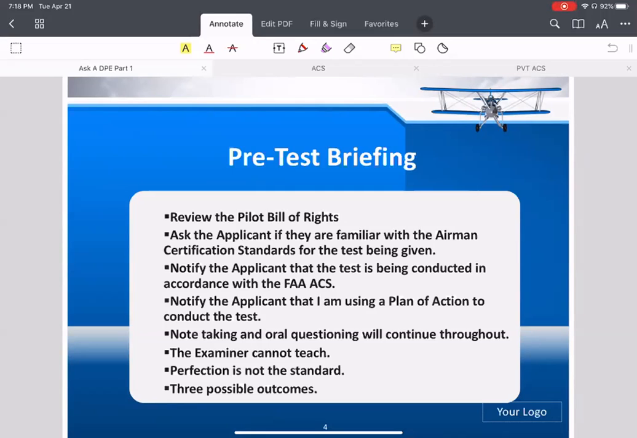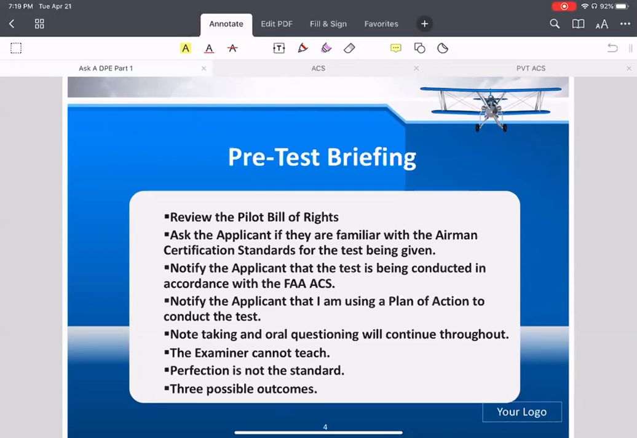So then I've got to notify you that the test is being conducted in accordance with the FAA-ACS. Basically it means if it's not in there, I can't test you on it. I can't make things up. For example, if in the commercial ACS there's a maneuver called the Chandelle, I cannot ask that of a private pilot because it's not in the private pilot ACS. And so only the things in the ACS are fair and eligible for me to ask of you on the test.